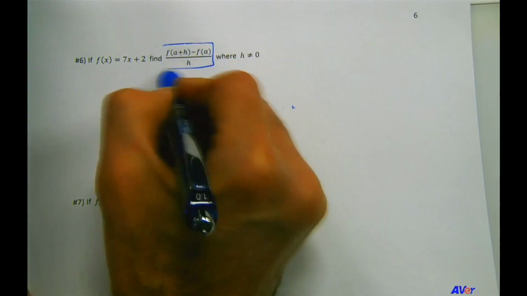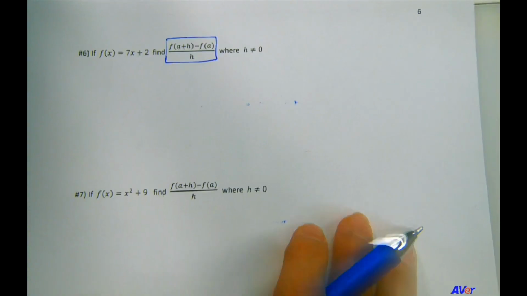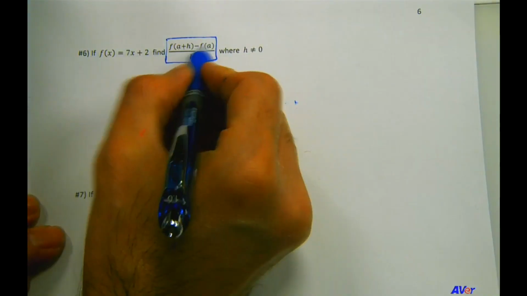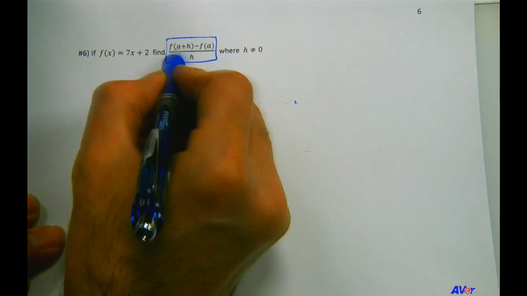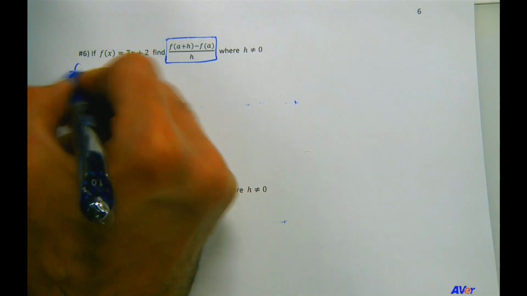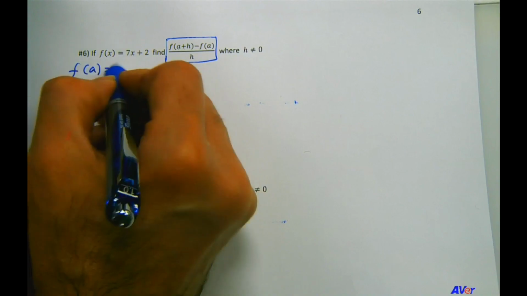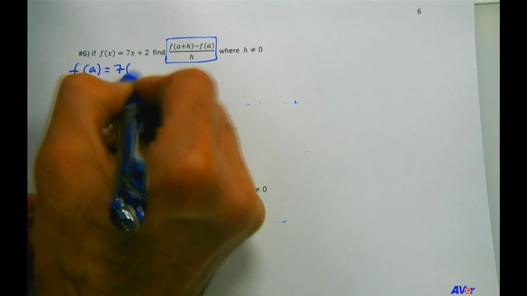So let's calculate. In order to calculate this difference quotient, again, the best way is, please pause the video, calculate this, do your work, then come back to the video. Okay, so f of a, look at this. I need to calculate f of a and f of a plus h before I can calculate the difference quotient. So f of a is equal to, that means wherever you see x, substitute a for it. So 7 times a plus 2, or 7a plus 2. So that's f of a.